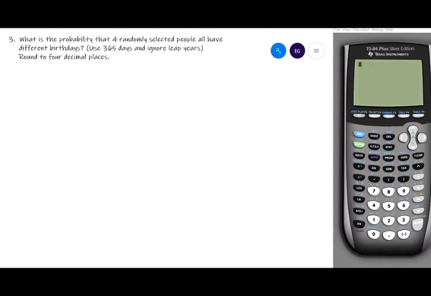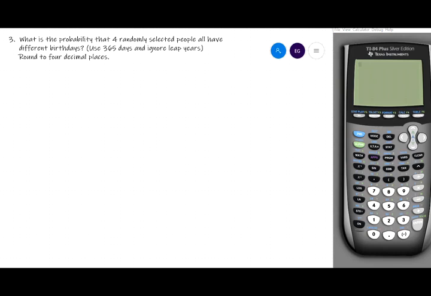Okay, what is the probability that four randomly selected people all have different birthdays? We'll ignore leap years, so we'll say 365 days in a year, and we'll round our answer to four decimal places. We can think about this as a four-step process.